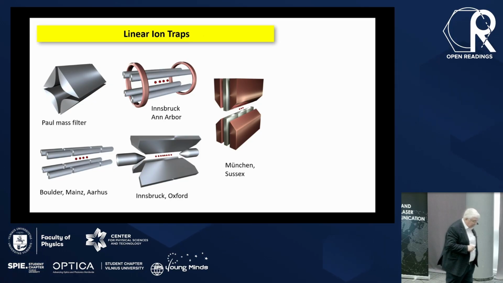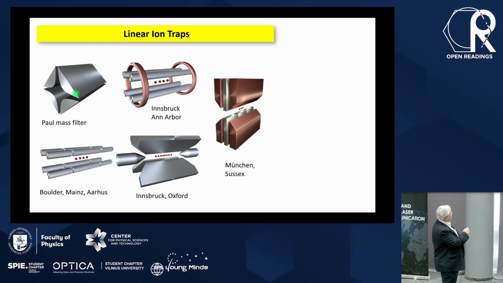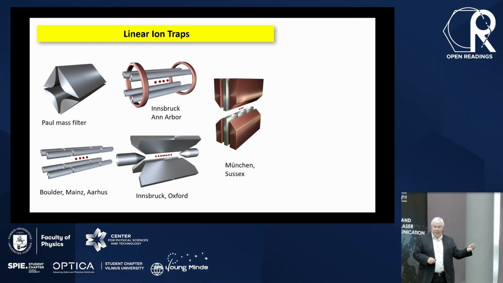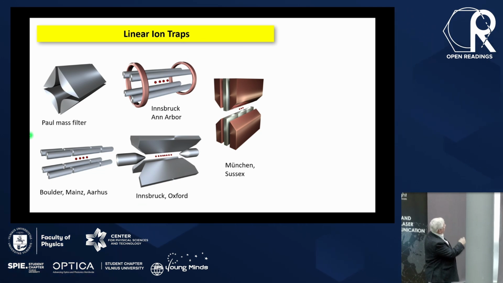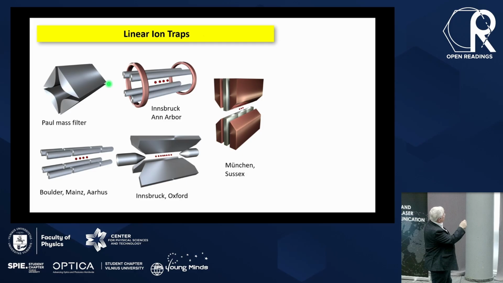Now, what are these traps? These traps that we are using are so-called linear ion traps. These are variants of what we call the Paul mass filter. The Paul mass filter was invented in the 50s as a mass spectrometer. Depending on the right voltages and frequencies that you apply, it's a radio frequency voltage, you can guide ions in a mass selective way through the system in such a way that they just end up in an isotope-selective way at the output right here.